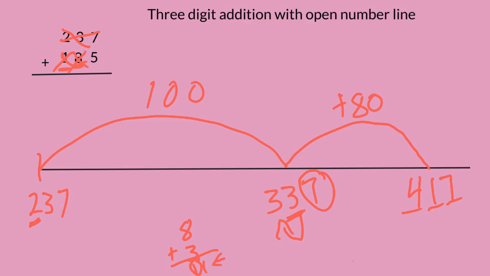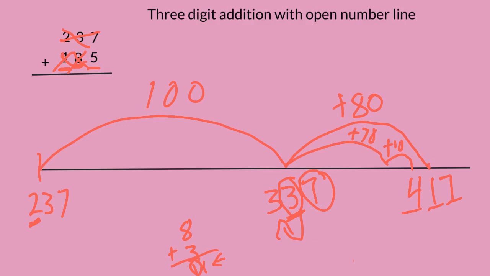Another way that you could do this is by taking the tens place and thinking about how many more to get to the next 100. That would be plus 70. And then you could do another jump of plus 10. So now that we're at 417, the last step is doing our jump of 5.